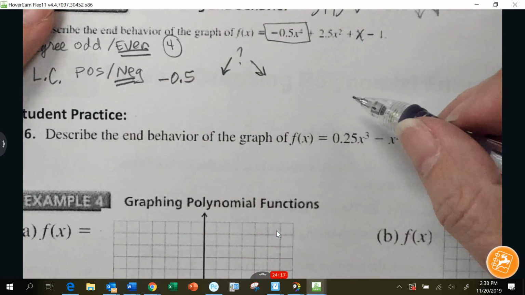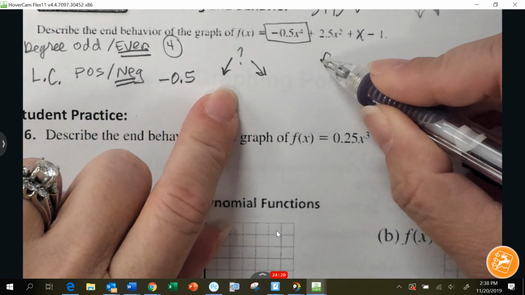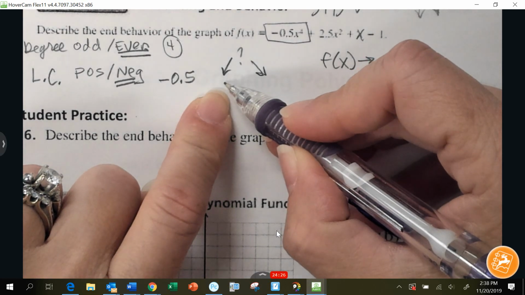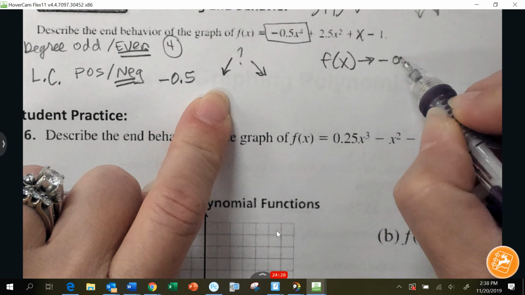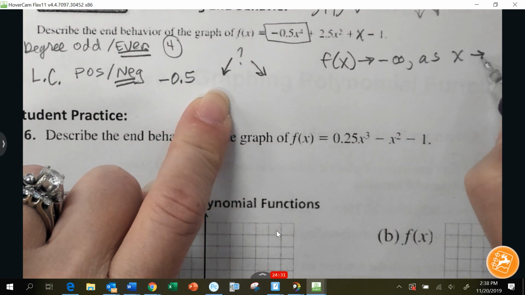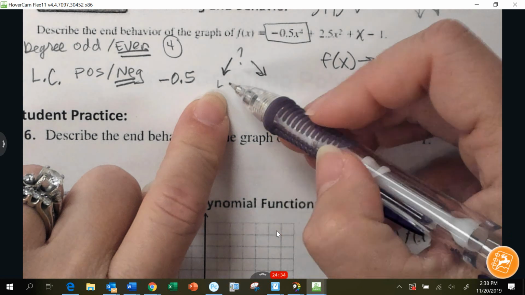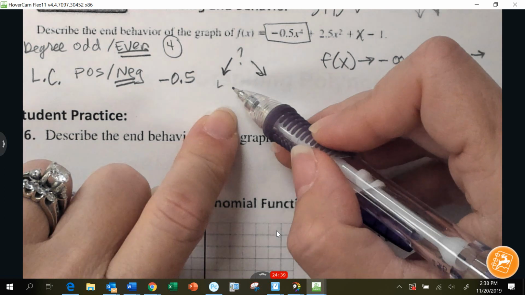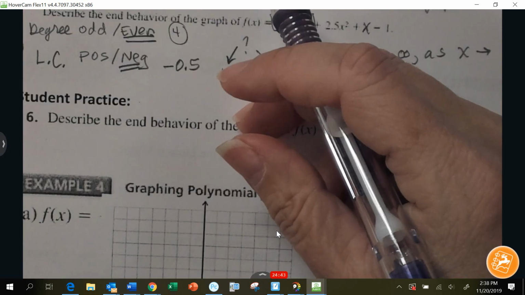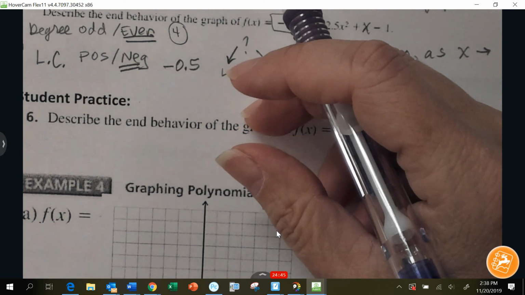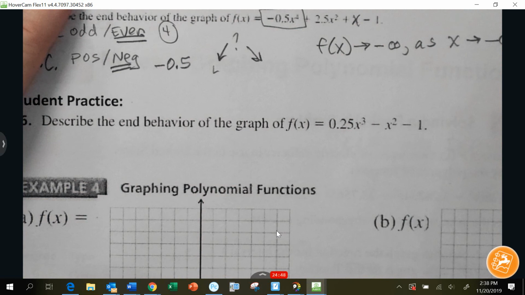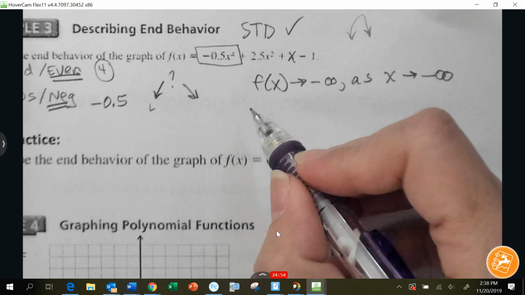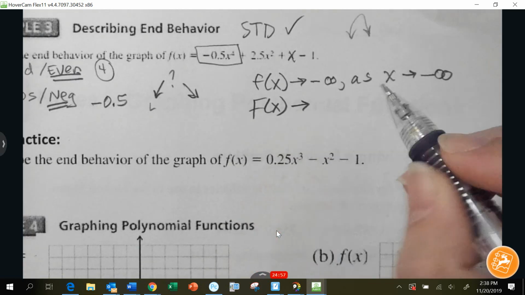So you just have to now write f of x approaches. So we're looking at the left side first. Down. So that's negative infinity, as x approaches on the left side. Where's x going? On the left side, x is going to the left, which means negative infinity, because that's where x is.